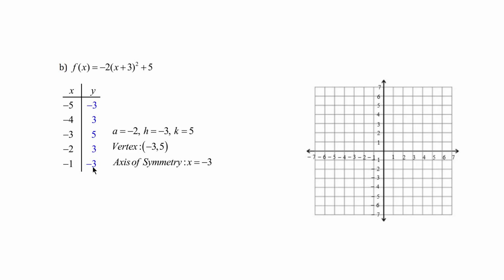Next, we go ahead and plot our points. So we have negative 5, negative 3 here, negative 4, 3 is here, negative 3, 5 is here, negative 2, 3 is here, and then finally negative 1, negative 3 is here. Next, we graph our curve through our points, and now we have our downward facing parabola, which is narrow. We also have our axis of symmetry, which is a vertical line at x equals negative 3, and our vertex at negative 3, 5.